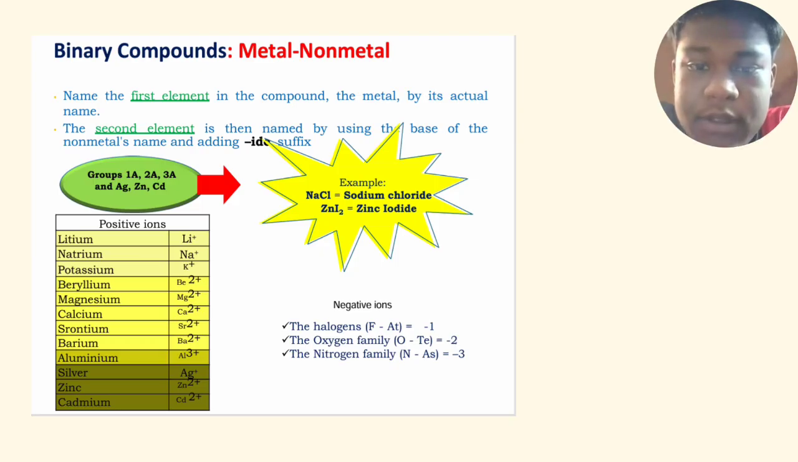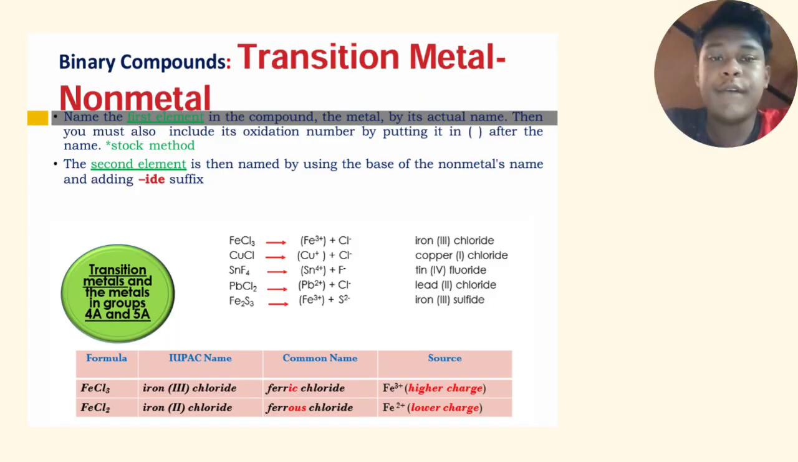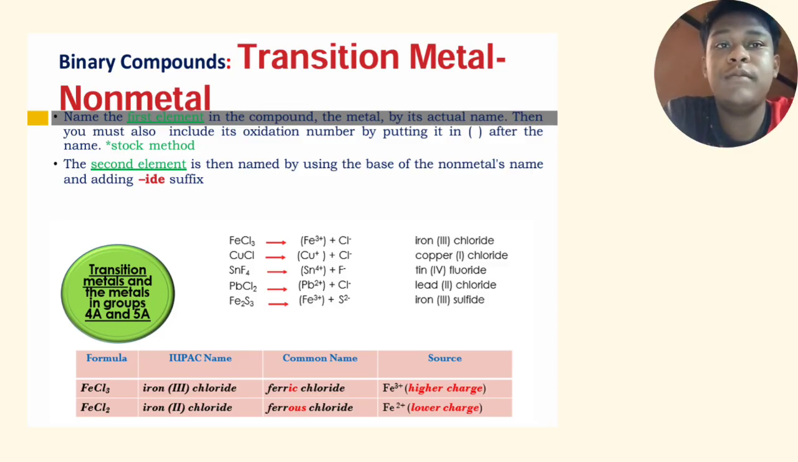Name the first element in the compound, the metal, by its actual name. The second element is then named by using the base of the nonmetal's name and ending in IDE. For transition metal to nonmetal, name the first element in the compound, the metal, by its actual name. Then you must also include its oxidation number by putting it in brackets after the name. The second element is then named by using the base of the nonmetal's name and adding IDE.